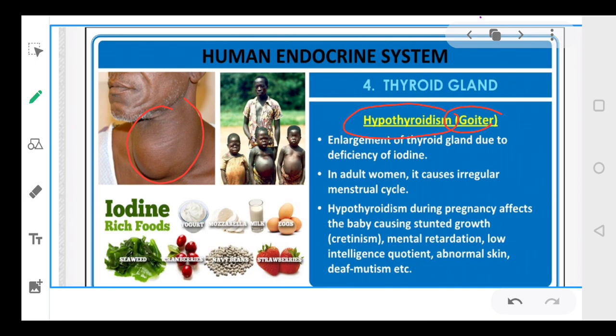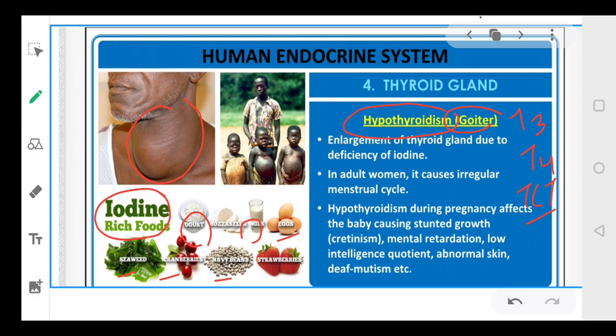So we should know what the iodine rich foods are. Like you have seaweed, strawberries, navy beans, you can have yogurt, that is your dahi. Milk and eggs all contain iodine. So we should take a lot of these materials, since iodine is required for the production of T3, T4 and TCT. For the production of all these hormones, iodine is required.